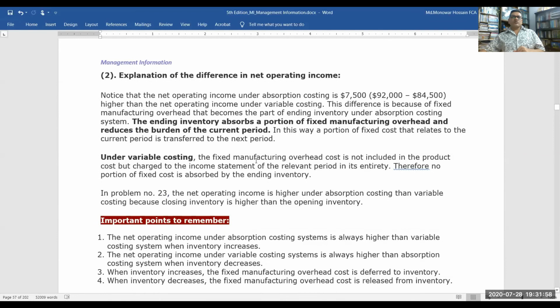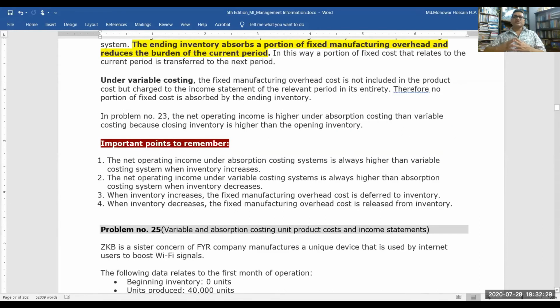Okay, so this is the explanation of the difference in net operating income. The ending inventory absorbed a proportion of fixed manufacturing overhead, which reduces the burden of the current period. So this is the way a proportion of fixed cost is carried. Under variable costing, the fixed manufacturing overhead cost is not included in the product cost.